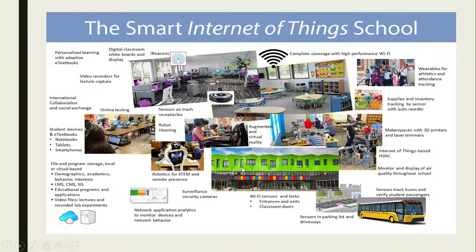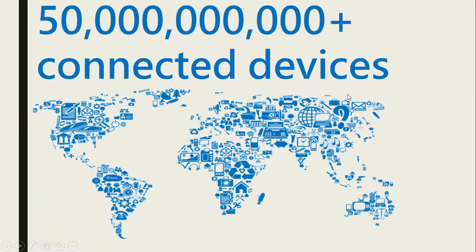You can automate the attendance, Wi-Fi sensors and logs, entrances and exits, classroom doors. So the entrance surveillance security systems. So many examples are here in this one scenario. In the campus itself, you can have this many different ways in which you can use Internet of Things. So wearables, these are some of the examples.